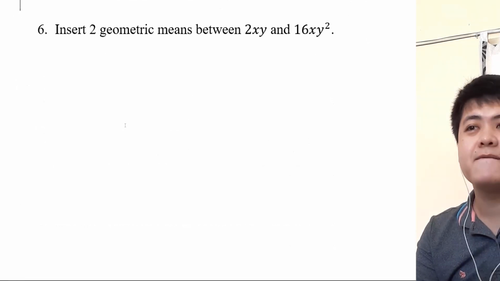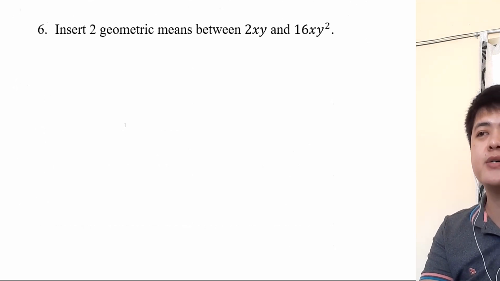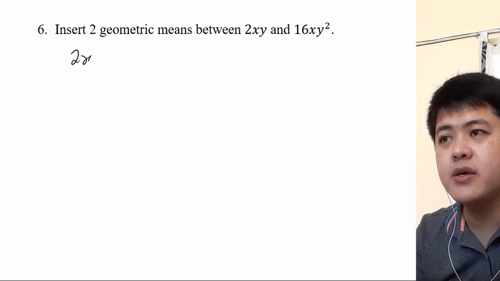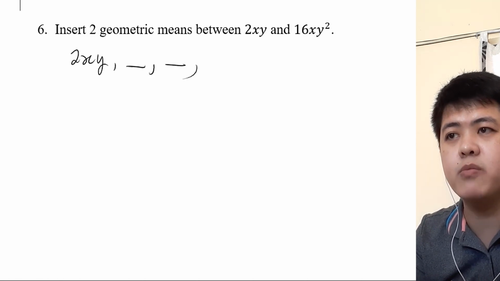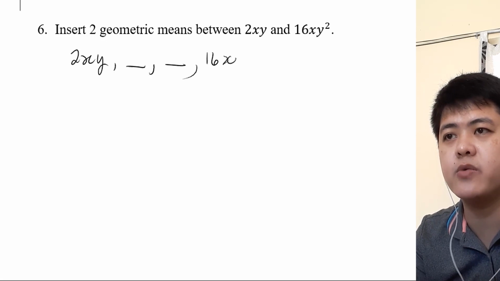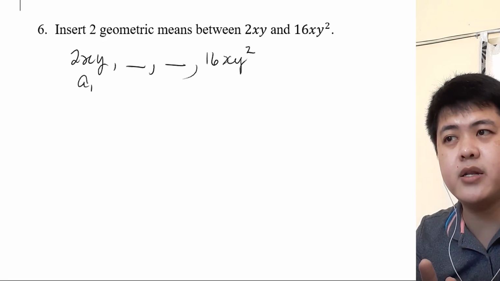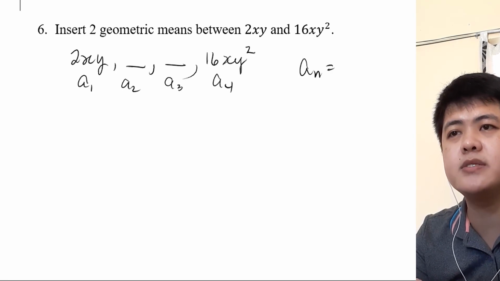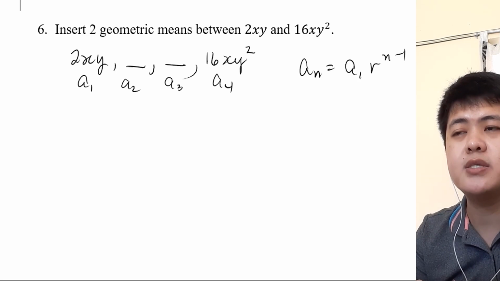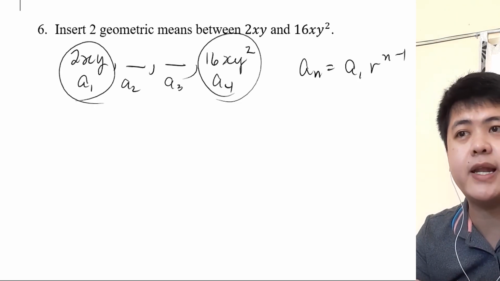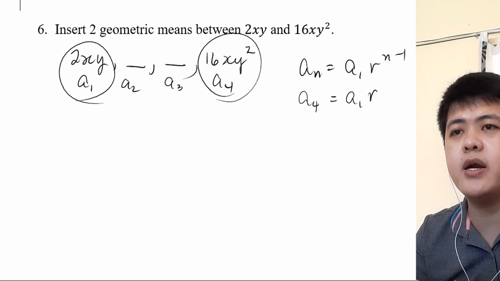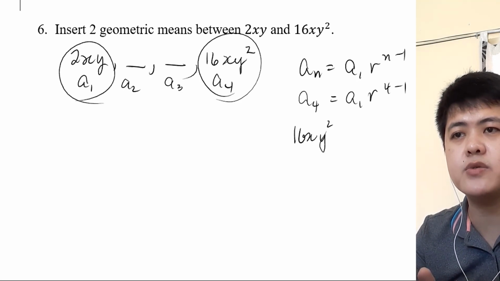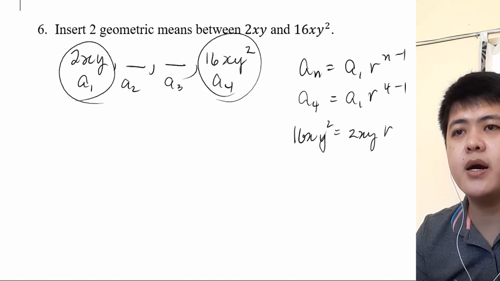I was able to get this question from the learner's material last year. Two geometric means, so we have to insert two blanks between 2xy and 16xy squared. So that means this is a sub 1, a sub 2, a sub 3, a sub 4. And we can use the formula, again, a sub n equals a sub 1 r raised to n minus 1. Since ang given natin ay a sub 4 and a sub 1, we'll get a sub 4 equals a sub 1 r raised to 4 minus 1. So a sub 4 is 16xy squared equals a sub 1 is 2xy r raised to 3.